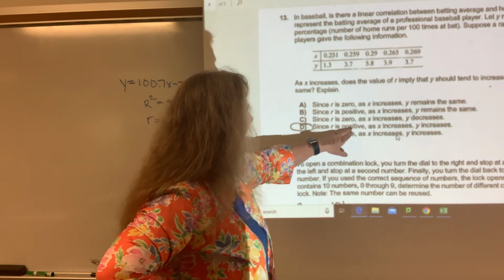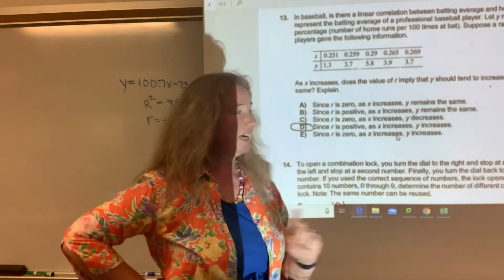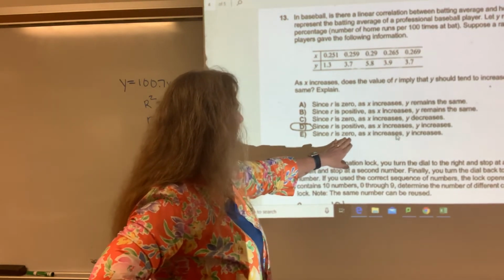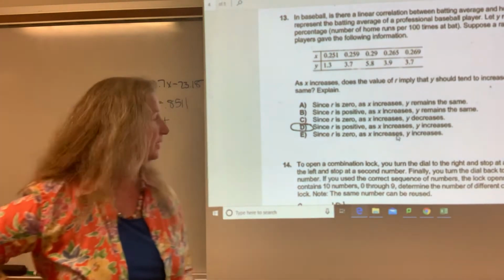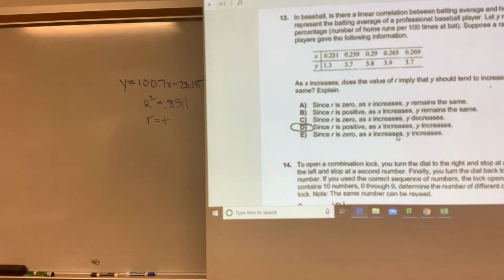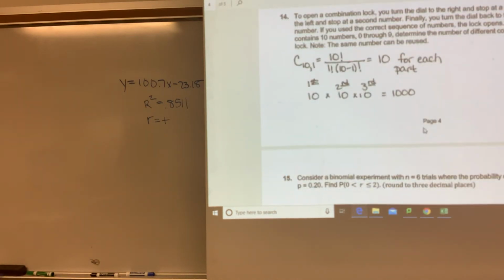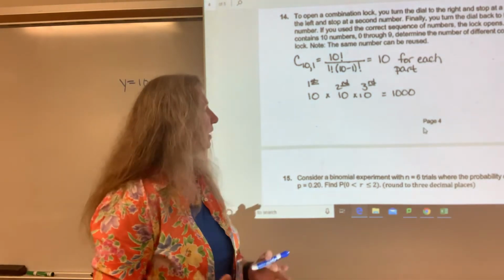Since R is positive, as X increases, Y increases. Yes, that is the answer. And let's see why E is not correct. Since R is 0, as X increases, Y increases. Well, that's not true either, okay? So that question was really getting at what is happening, what does R mean? Like, how do we get there?